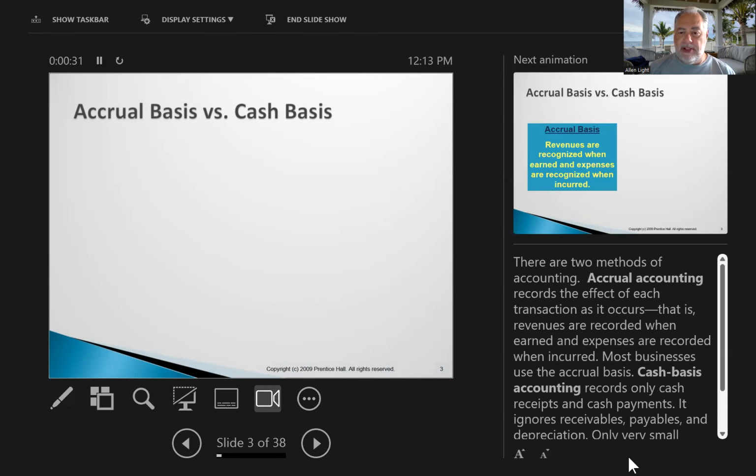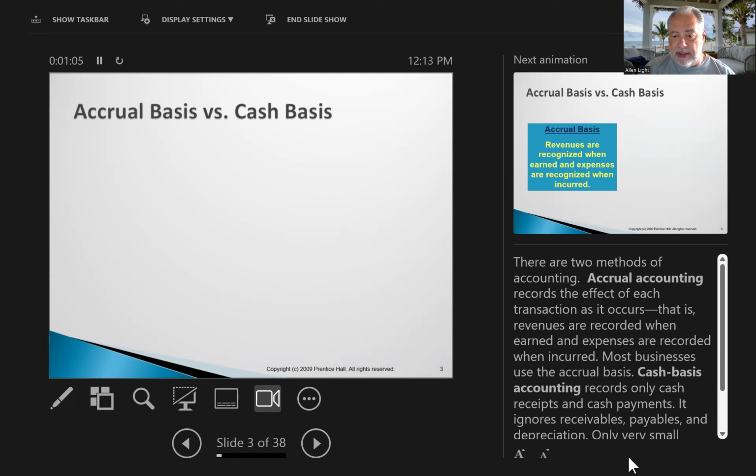Okay, there's two methods of accounting. The accrual method records the effect of cash transactions as it occurs. In other words, revenues are recorded when earned and expenses are recorded when incurred. And I've mentioned this, I know, a dozen times, but it's important. We have to recognize these when they are incurred or earned. Most businesses use the accrual method, because it's the most up-to-date and the most accurate.